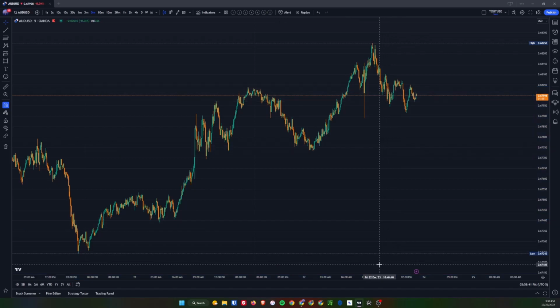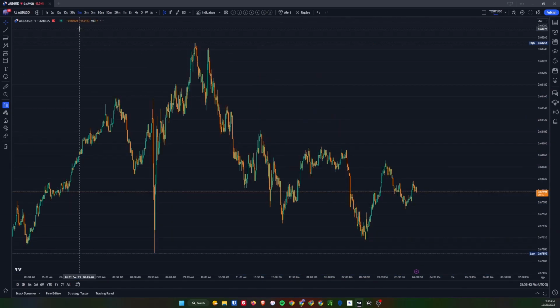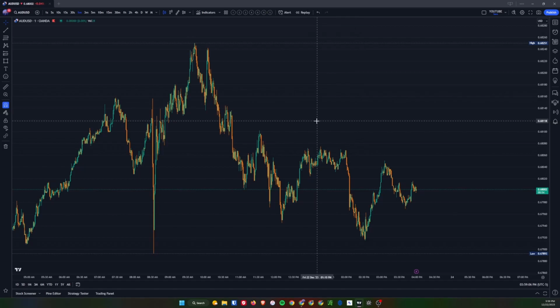You could even go on a 1 minute. But the thing that you have to keep in mind when you're drawing on smaller time frames is that the smaller the time frame, the weaker the strength of the confluence.